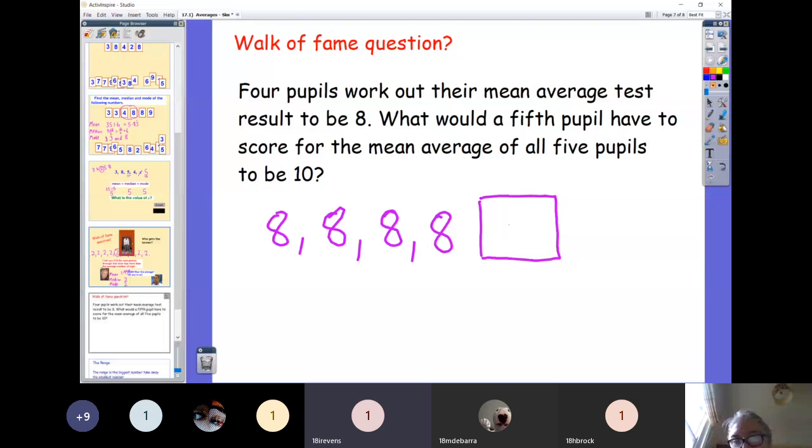So would it be 18? Because you add all of the 8s together, which gives you 32, and then you'd add 18, which would make 50, and if you divide that by 5, you'd get 10. You star. Well done, Isabel. Well done. That's exactly right.